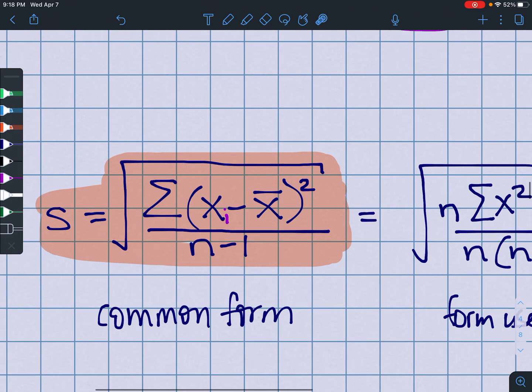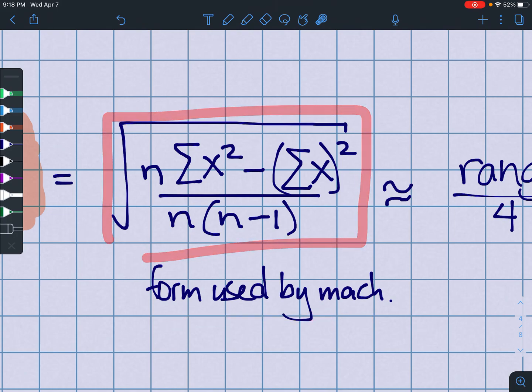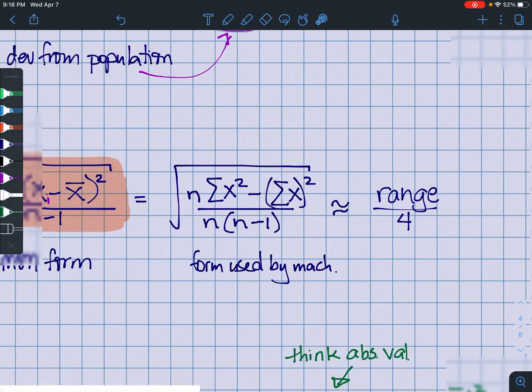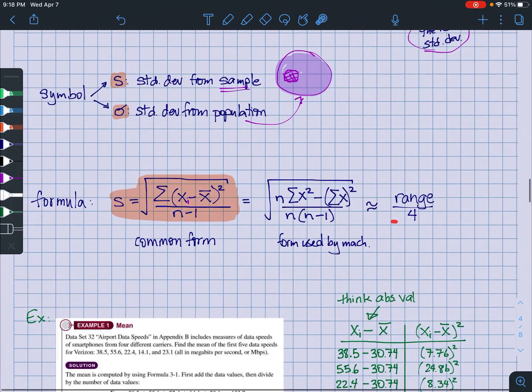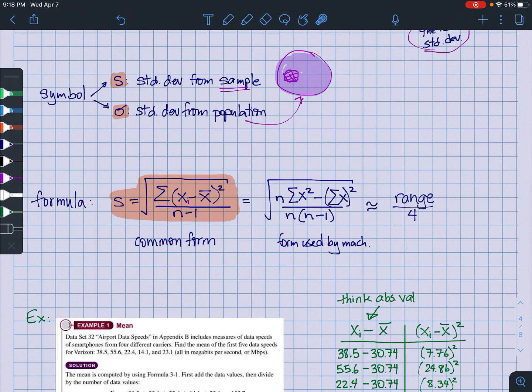There is another way to calculate it. This is what's known as the common form. Machines and calculators and software programs typically use this formula, and this works as well. We can get an approximation, by the way, to check if I did my work right. Just take the max minus the min, divide that by 4. You should get a number roughly close to your standard deviation. So the ones I think important to have in your notes would be this one, and then obviously having that little shortcut. And I'm going to go through an example.